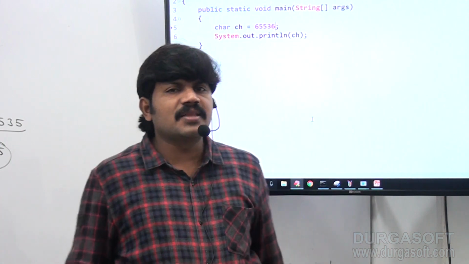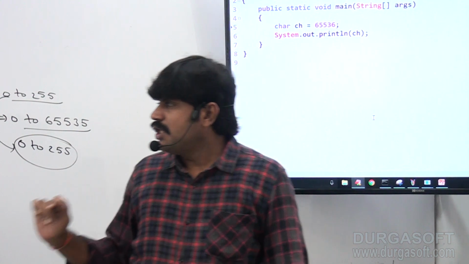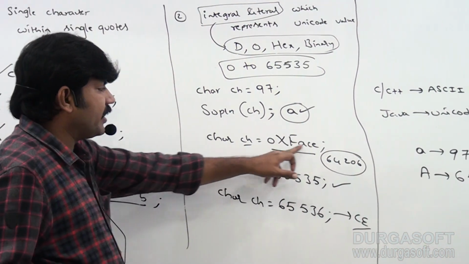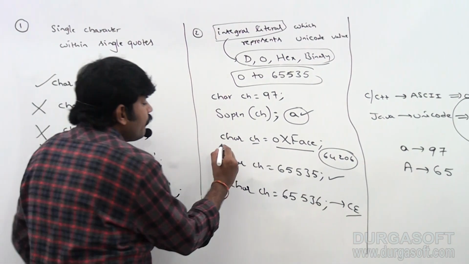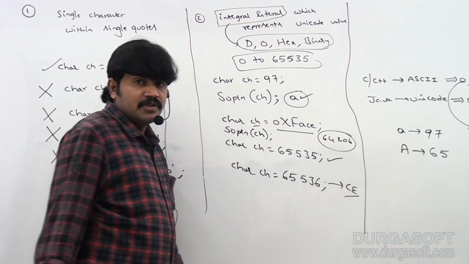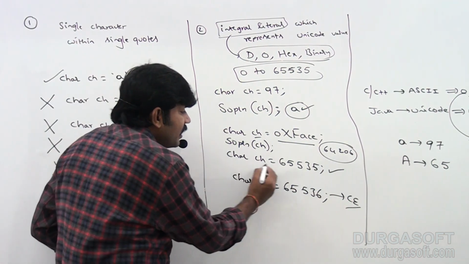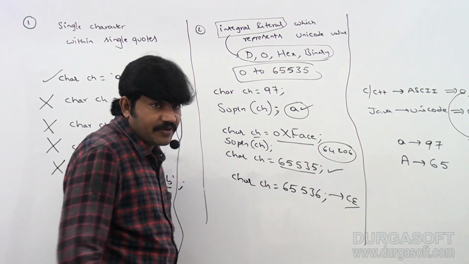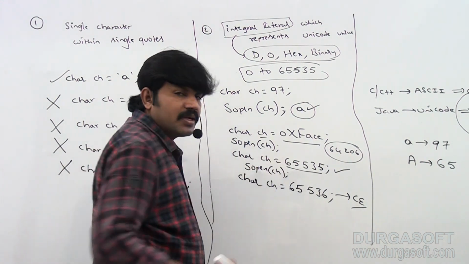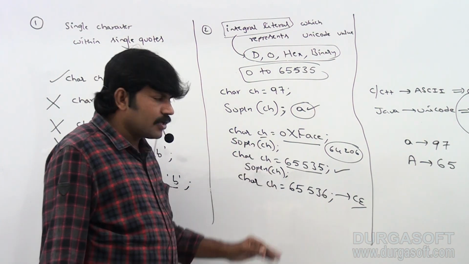But here one small thing I have to explain. Take very special care. If I take char ch is equal to 0xFFFF, it is valid. If I print System.out.println of ch, what will I get? The corresponding character I have to get. Okay, char ch is equal to 65,535, System.out.println of ch. Now the corresponding character I will get. I am sure you are going to get the corresponding character.